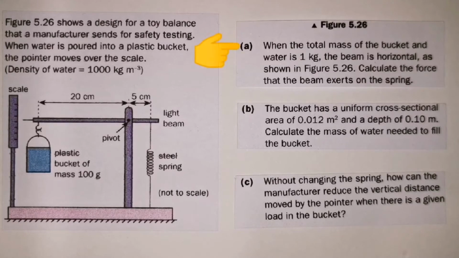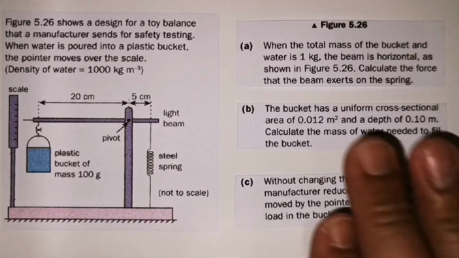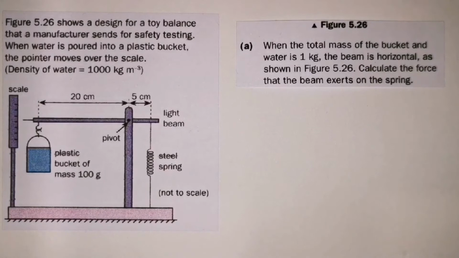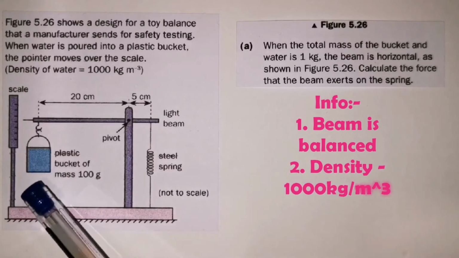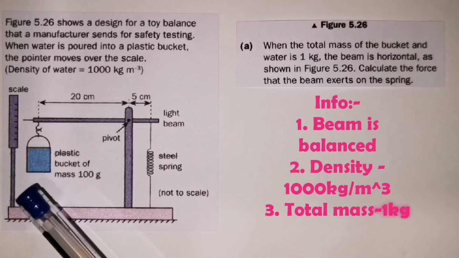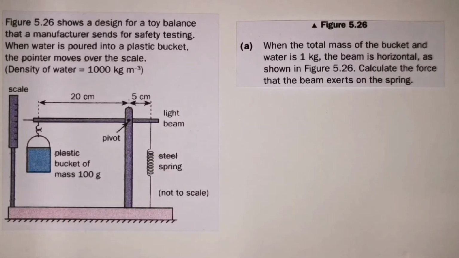A, when the total mass of a bucket and water is 1 kilogram, the beam is horizontal as shown in figure 5.26. So horizontal means it is balanced. Calculate the force that the beam exerts on the spring. So again, we tackle A first. We have the information there. The density of water is 1000 kilogram per meter cube, the beam is balanced, and the total mass of the bucket and the water is 1 kilogram. So how to tackle this question?